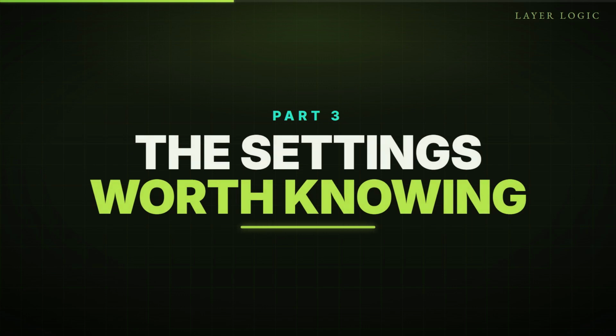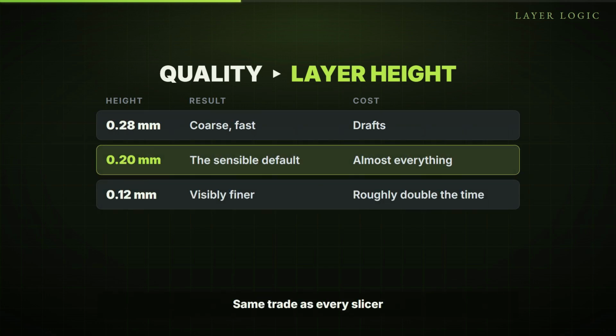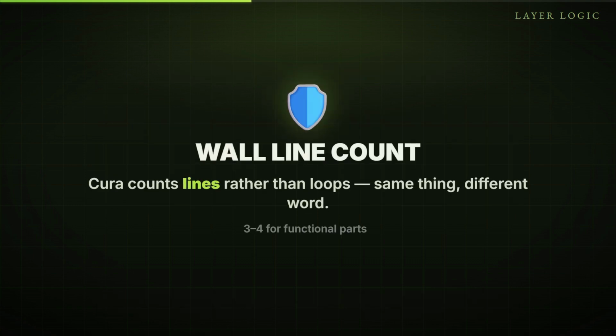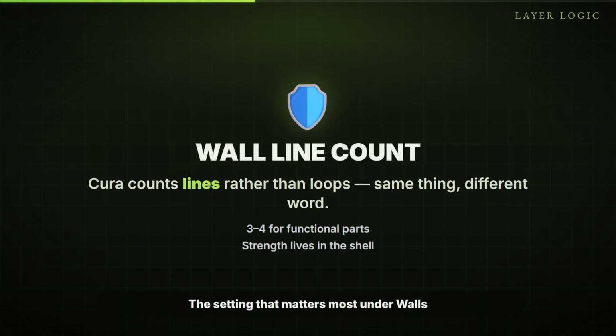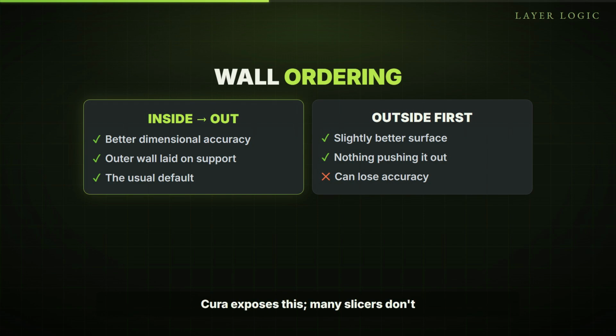Chapter 3: The Settings Worth Knowing. Layer height sits at the top under quality and does what it does everywhere: sets your vertical resolution and trades directly against print time. Under walls, wall line count is the strength setting. Cura counts lines rather than loops, but it means the same thing, and 3 or 4 is right for functional parts. Cura also exposes wall ordering, letting you print the outside wall before or after the inner ones. Inside to outside gives better dimensional accuracy. Outside first gives a slightly better surface.